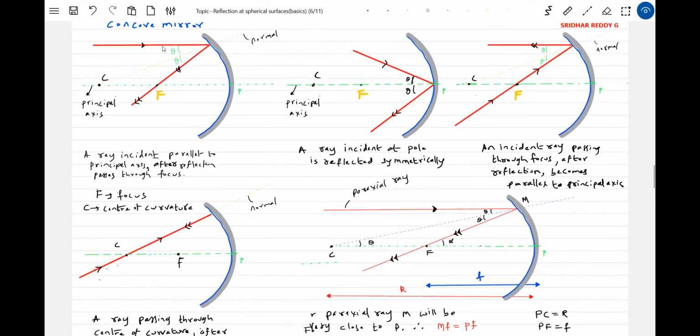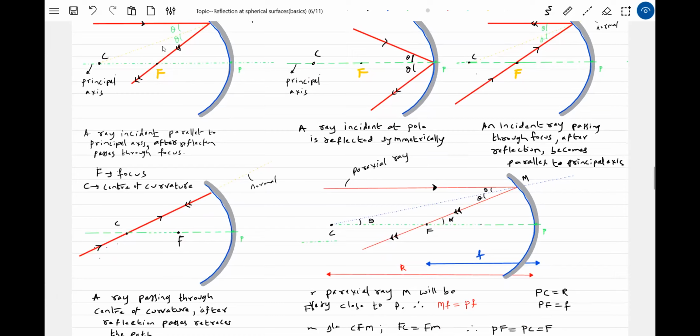So once again, I'll revise it. If a ray is incident parallel to the principal axis, after reflection, it will intersect the principal axis at a point called the focus. Then, if a ray is incident at the pole, it will be reflected symmetrically. Angle of incidence equal to angle of reflection. Then, if an incident ray passes through the focus, after reflection, it will become parallel to the principal axis. This is the reflected ray, this is the incident ray. Then, if a ray passes through the center of curvature, it will retrace its path, because the angle of incidence equals the angle of reflection. Okay, now after this.